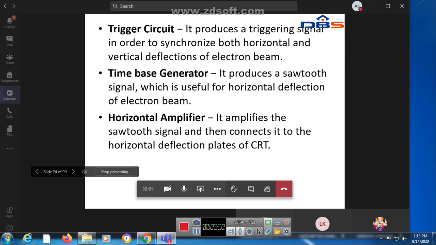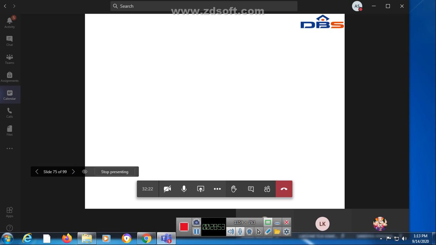The horizontal amplifier amplifies the sawtooth signal, and then it connects to the horizontal deflection plates of the CRT. So the time base generator produces the sawtooth signal, and that signal is again amplified. Amplification means it increases the strength of the signal, which is then given to the horizontal amplifier.